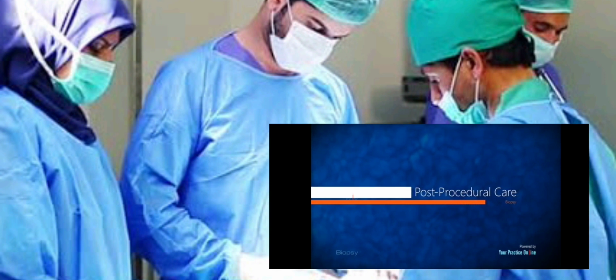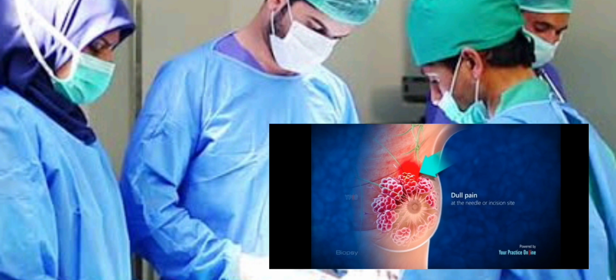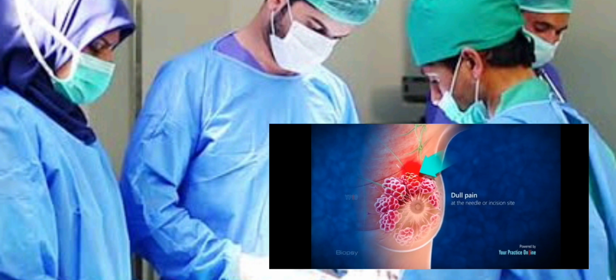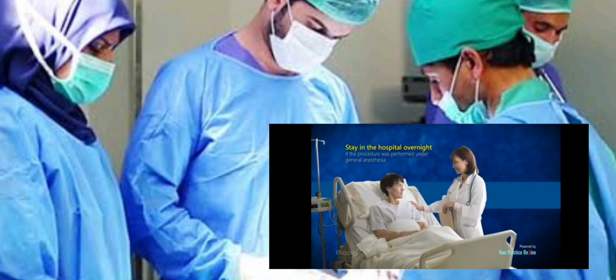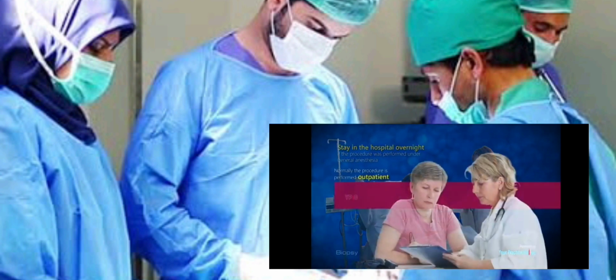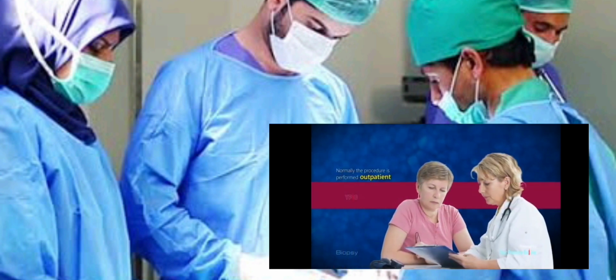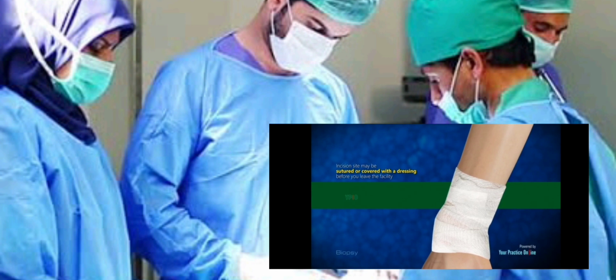Post-procedural care. Following the biopsy procedure, you may experience a dull pain at the needle or incision site. Your doctor will prescribe medications to relieve any pain. You may have to stay in the hospital overnight if the procedure was performed under general anesthesia, but normally the procedure is performed outpatient. The incision site may be sutured or covered with a dressing before you leave the facility.